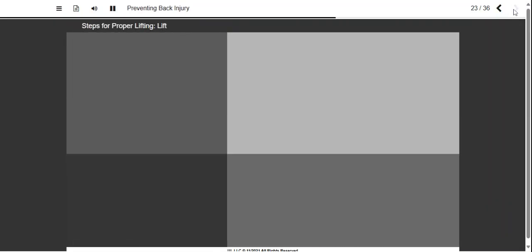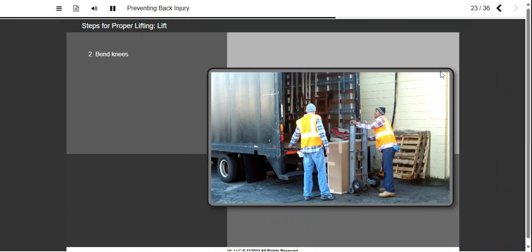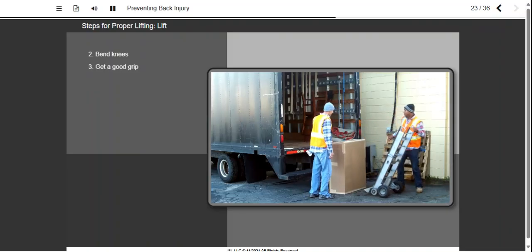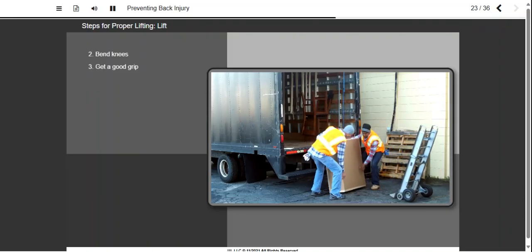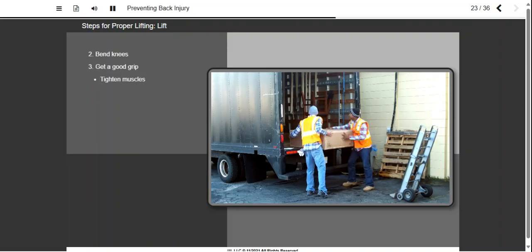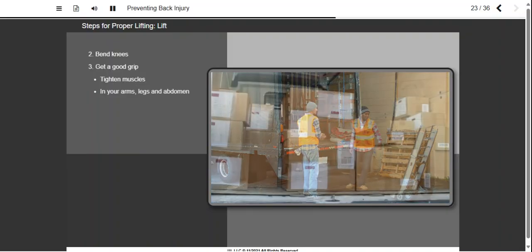When you're ready to lift the object, squat in front of it, bending with your knees. Make sure to get a full hand grip on the object and keep your body erect. As you lift, tighten your abdominal muscles to support your back. Lift the object slowly and carefully using your legs and arm muscles.